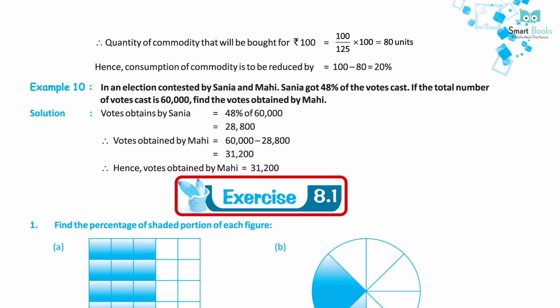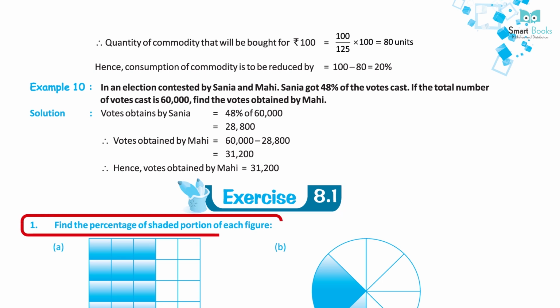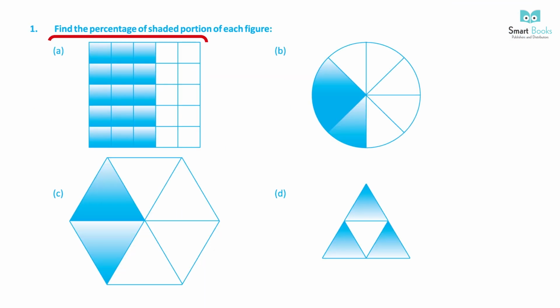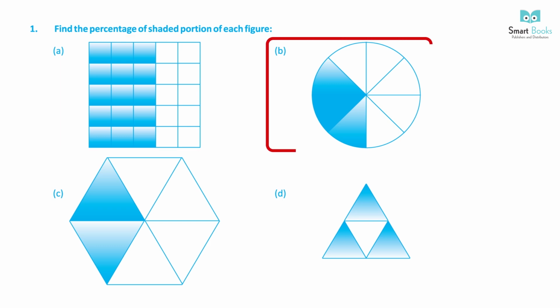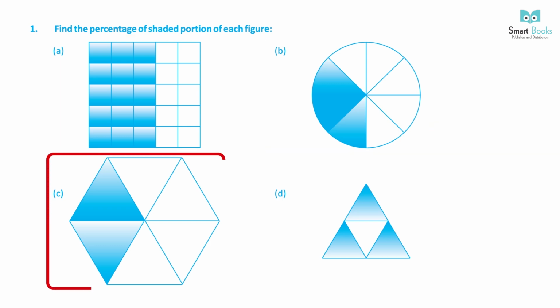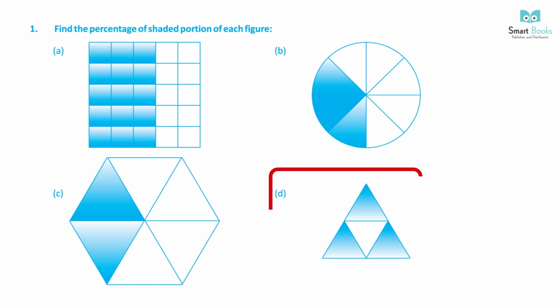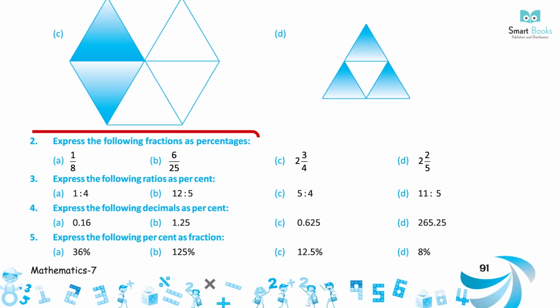Exercise 8.1. Question 1. Find the percentage of shaded portion of each figure. A. 60%. B. 37.5%. C. 33.33%. D. 75%. Question 2. Express the following fractions as percentage. A. 1 upon 8. Solution. 12.5%. B. 6 upon 25. Solution. 24%. C. 3 upon 4. Solution. 275%. D. 2 upon 5.